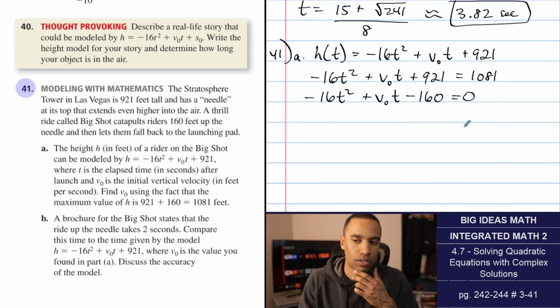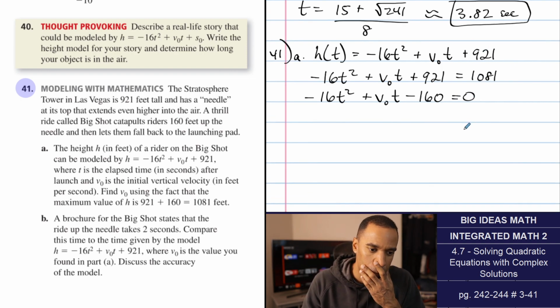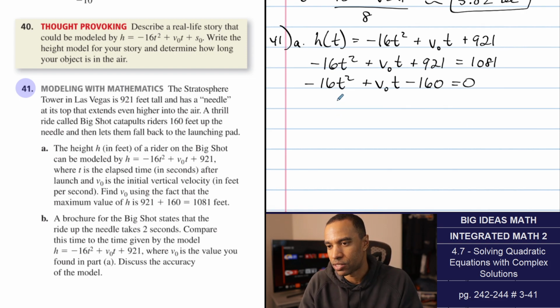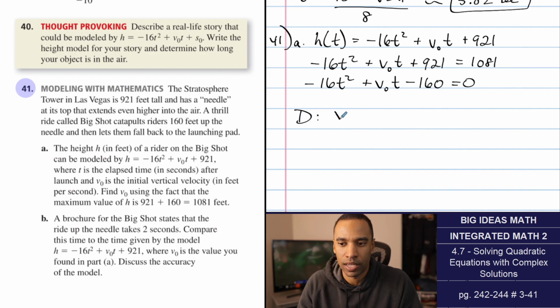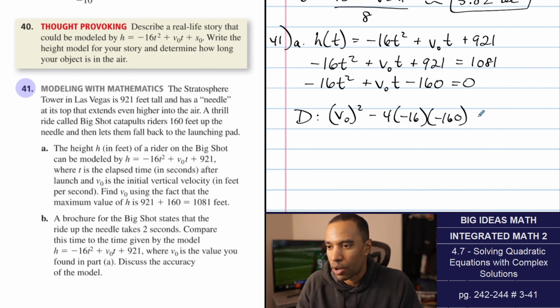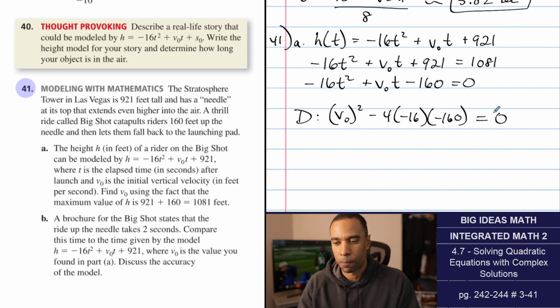Now, our goal here is to find that. I'm going to use the discriminant and set this equal to 0. When does it actually reach that purported height? So for my discriminant, I'm going to be doing b squared, squaring v naught, minus 4ac. I will keep it negative because I'm solving for v naught here. We need to set this equal to 0.